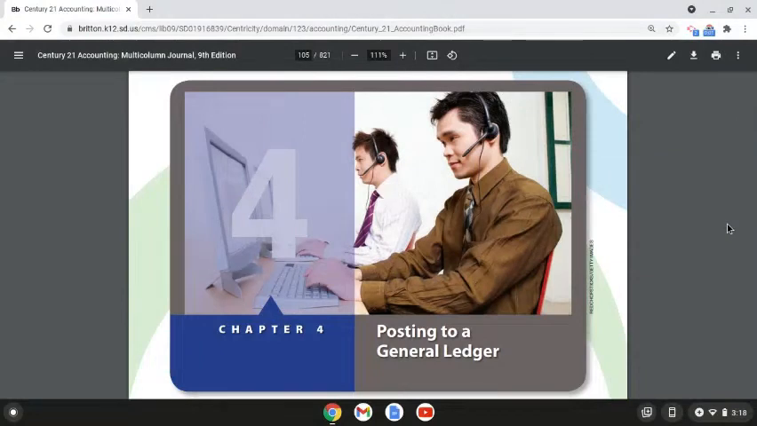Today, I will be going over the 4-1 text. So let's jump right into the video. Alright, so as I had stated before, I'm going to be going over the 4-1 text. So we're starting our new chapter today, and in this chapter, we'll be learning about posting to a general ledger.